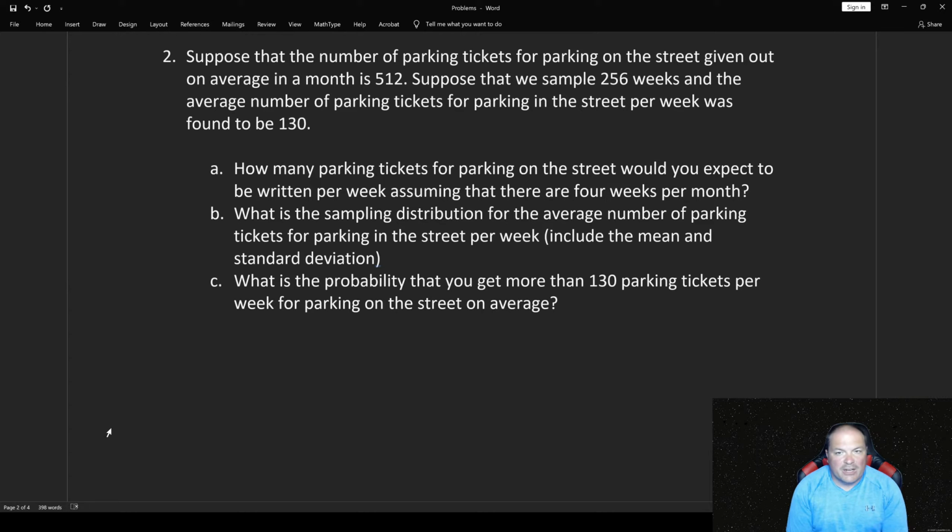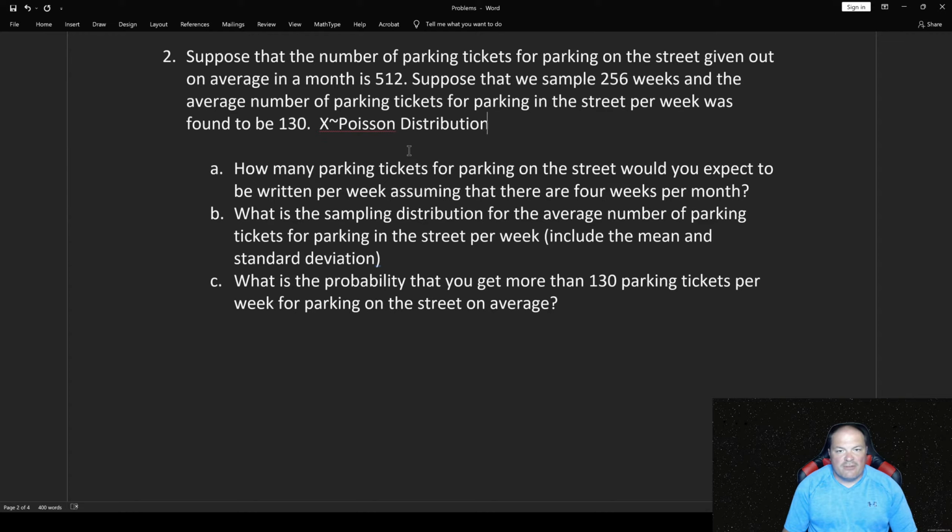Now, there's a couple things you should realize about this problem. The number of parking tickets for parking on the street is actually what we would consider count data. So what that means is basically that this is a Poisson distribution. So X comes from a Poisson distribution.